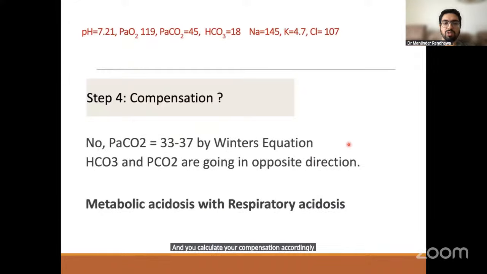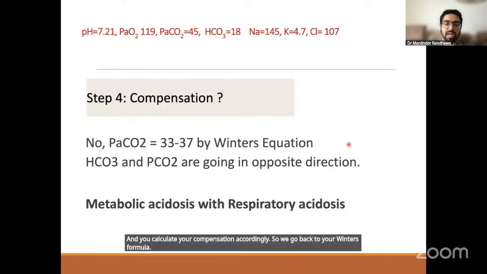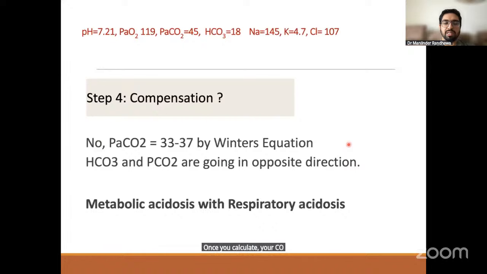So we go back to your Winters formula. Once you calculate, your CO2 should be between 33 and 37. Even if you do not calculate, a compensation for a metabolic acidosis should have been a fall in CO2.